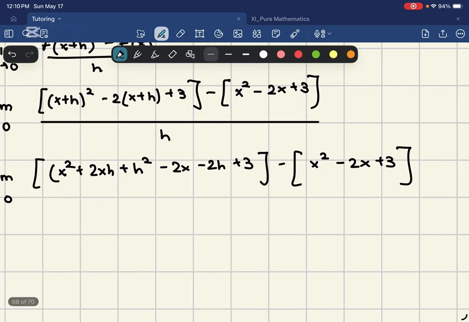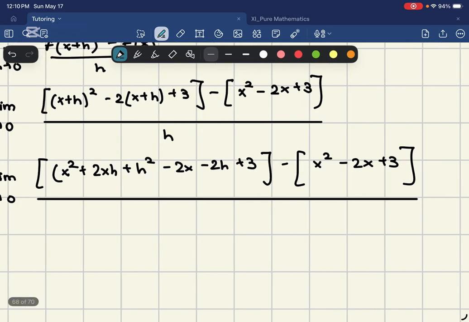All right, so we're going to have some cancellations. If you think about it, we have x squared and we have minus x squared. So these are going to cancel out. We have minus 2x. We have minus of minus. So we have minus 2x plus 2x. So these are going to cancel out. We have 3 minus plus 3 is going to cancel out.